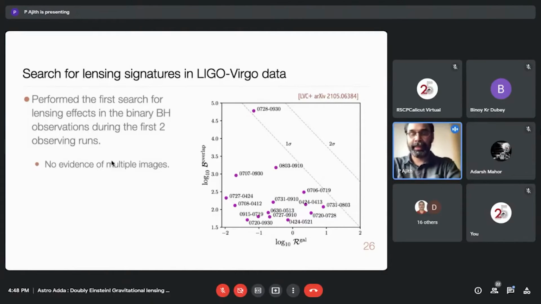And such analyses have been done, and so far we do not see any significant evidence of lensing signatures in the gravitational wave signals detected by LIGO and Virgo. But again, if we extrapolate these calculations, there is a possibility of detecting the first lensing observations in the next few years.